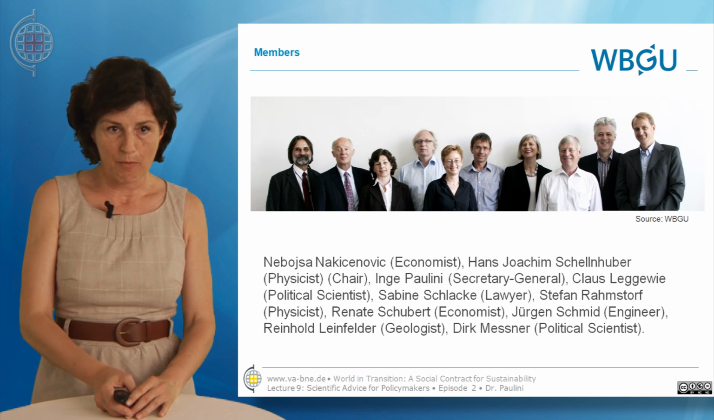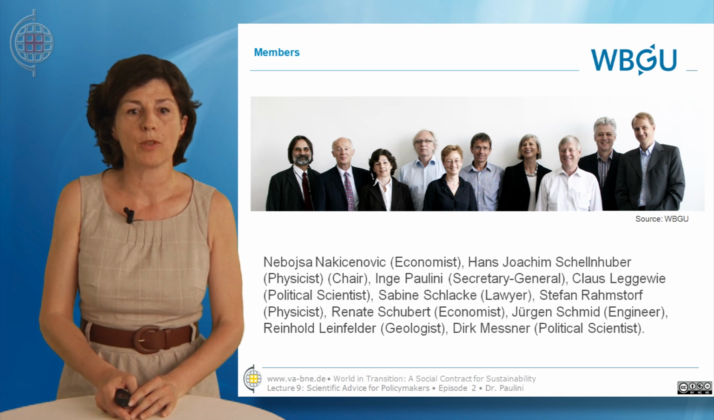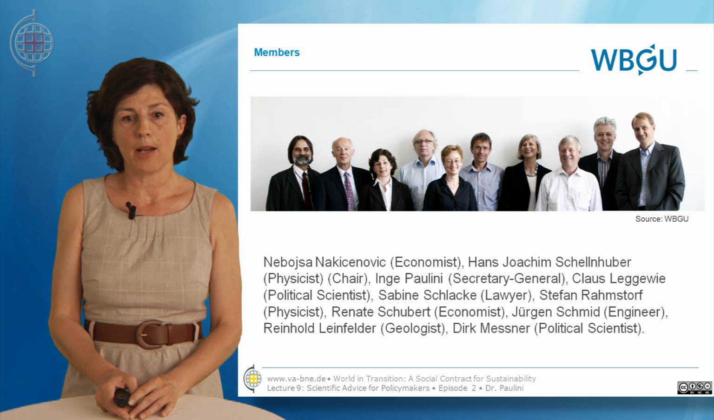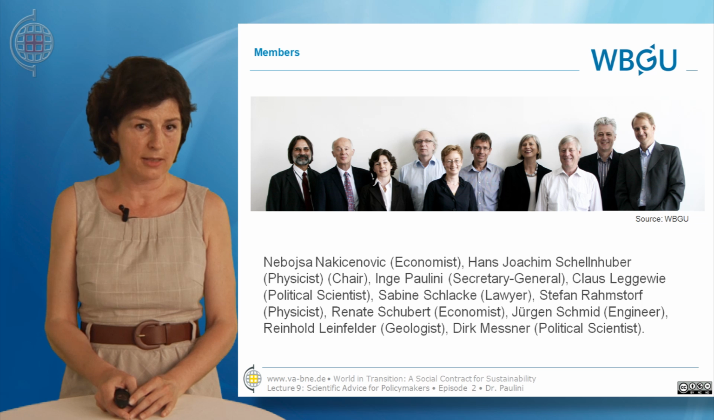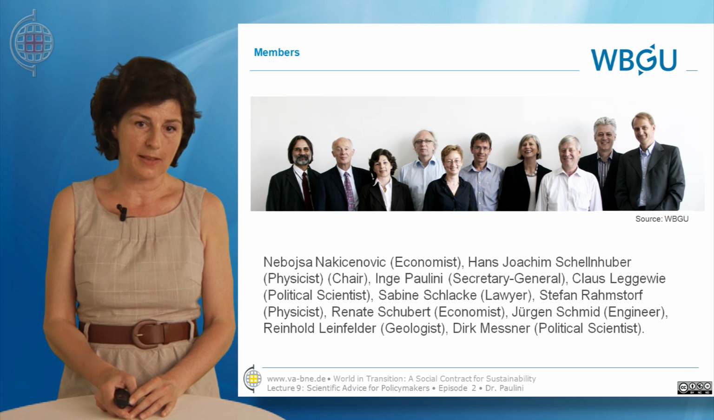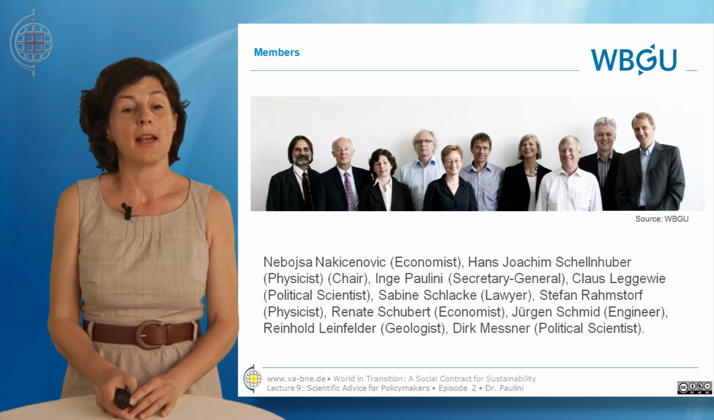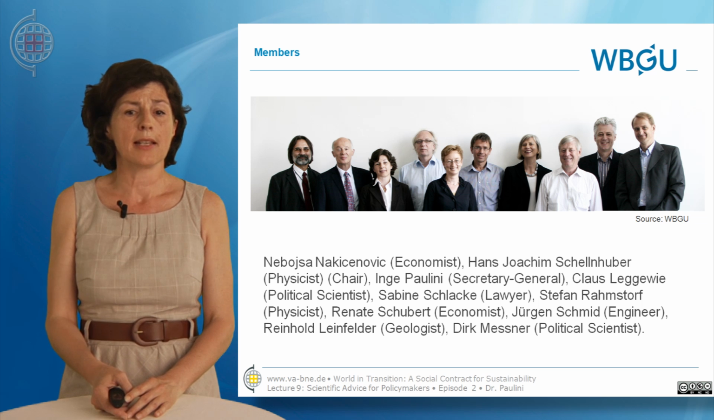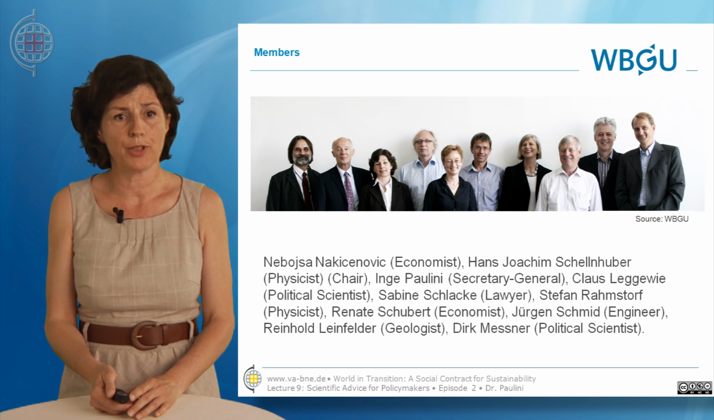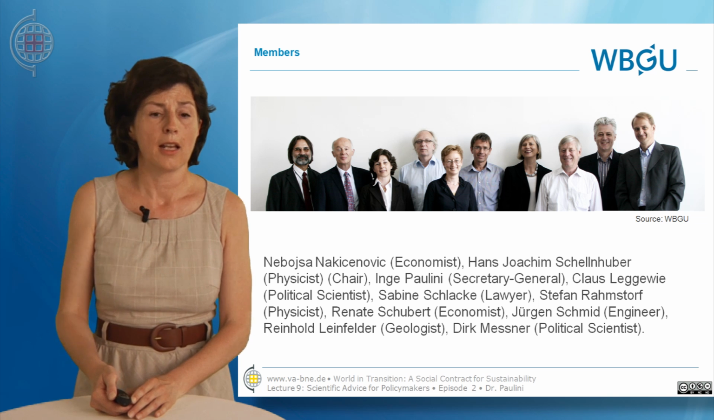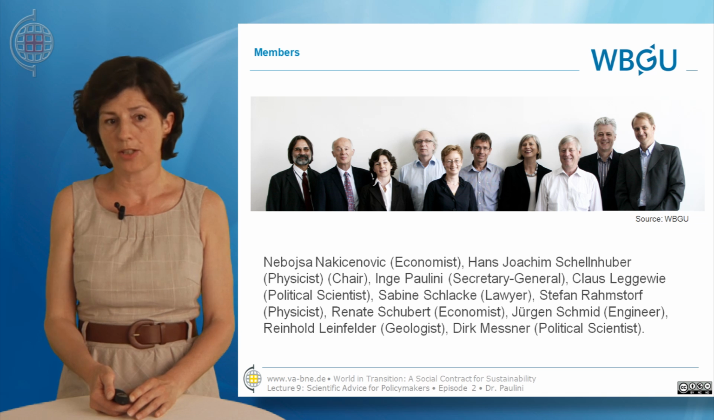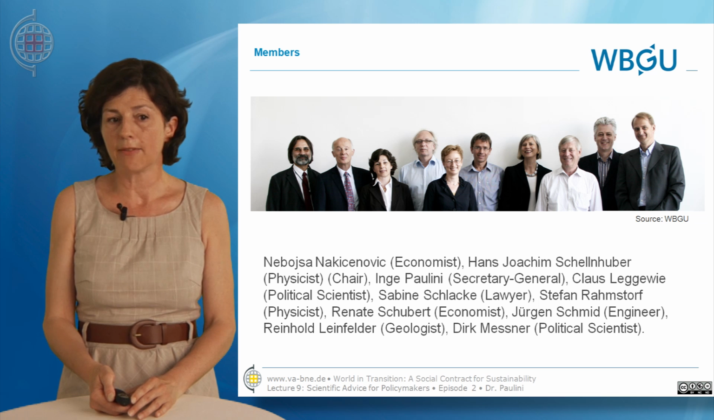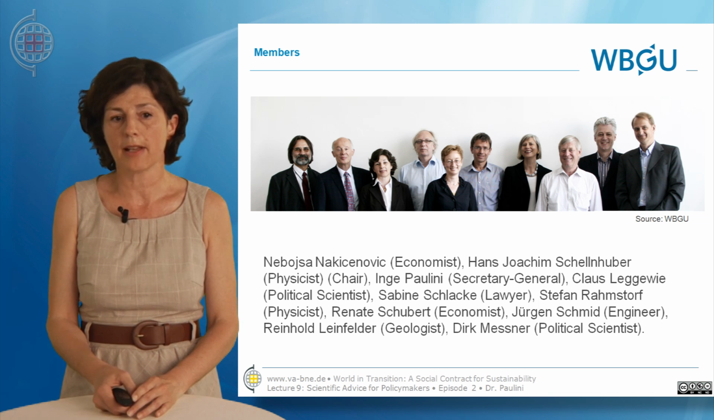This is the current group, the members of this nomination period, which runs from November 2008 until October 2012. And I will introduce them to you, going from left to right, starting with Nebojša Nakicenovic. He is an economist, and he comes from Austria, and he is an expert on global energy issues. The second one is Hans-Joachim Schellnhuber. He is the chair of the Wbgu, and he is a physicist and a very well-known specialist on issues of climate change. Then you see myself, after that Klaus Leggewie, he's a political and cultural social scientist.